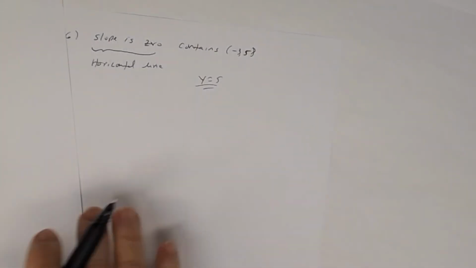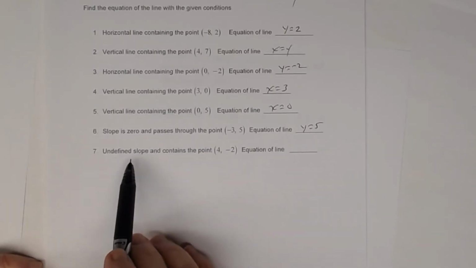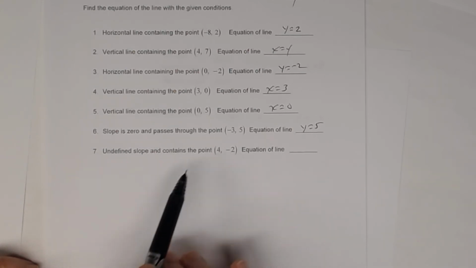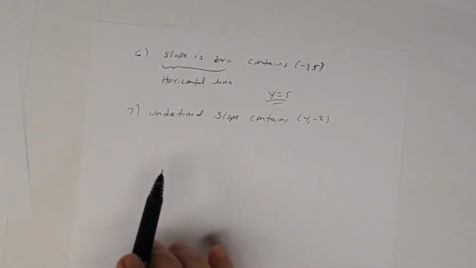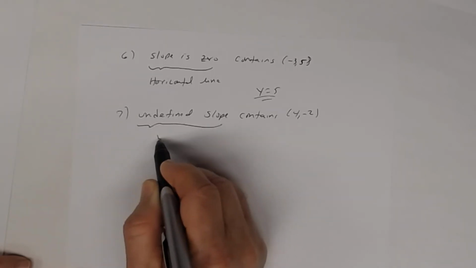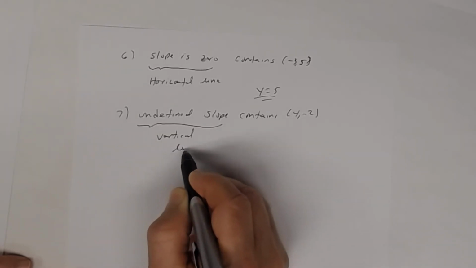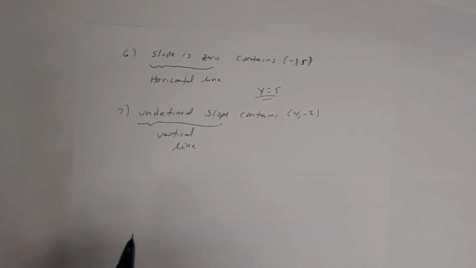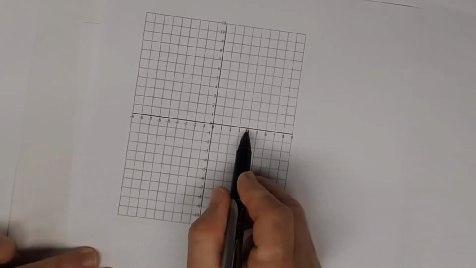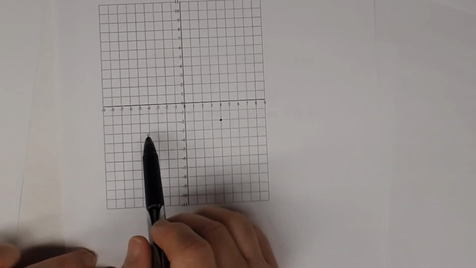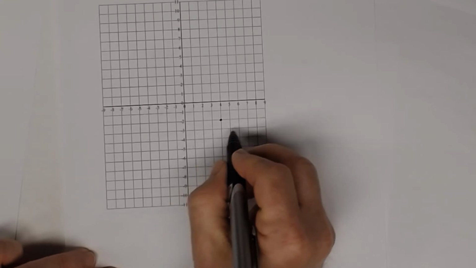And then number 7. This time in number 7, you're told that the slope is undefined and it contains the point (4, -2). Well, remember, if the slope is undefined, this is a vertical line. So let's go ahead and plot the point (4, -2). It's in the 4th quadrant. Remember your quadrants: 1, 2, 3, 4.